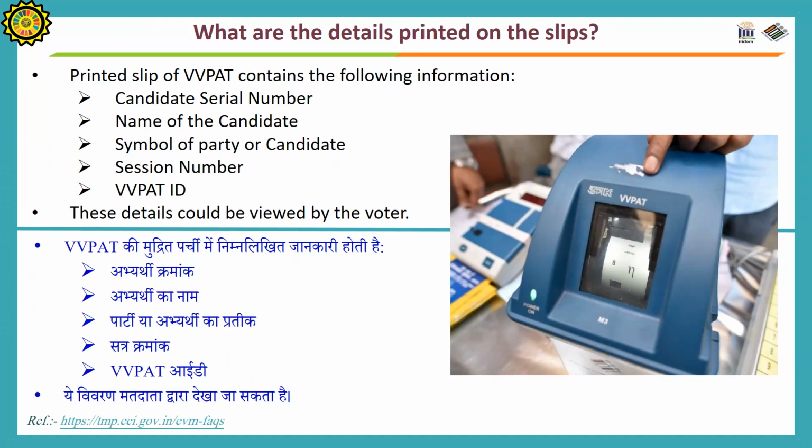What are the details printed on the slips? Printed slip of VVPAT contains the following information: candidate serial number, name of the candidate, symbol of party or candidate, session number, VVPAT ID. These details could be viewed by the voter.